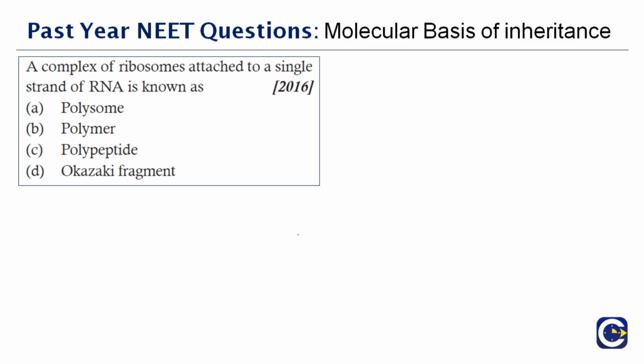Next question. A complex of ribosomes attached to a single strand of RNA is known as Dash. What do you call that term? It's not polypeptide, Okazaki, or polymer. The right answer is polysome.